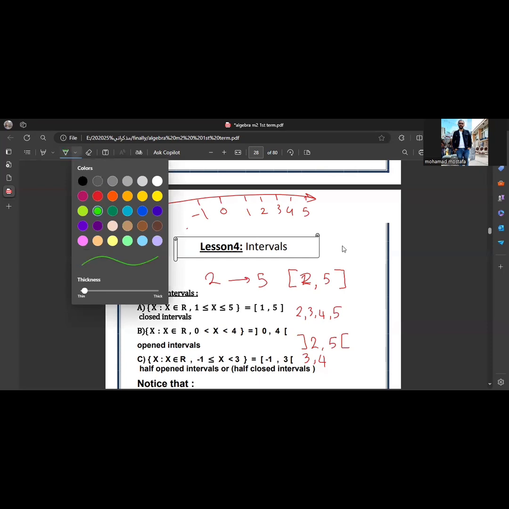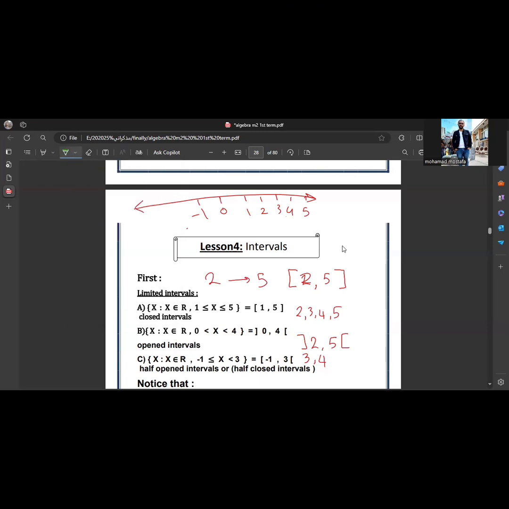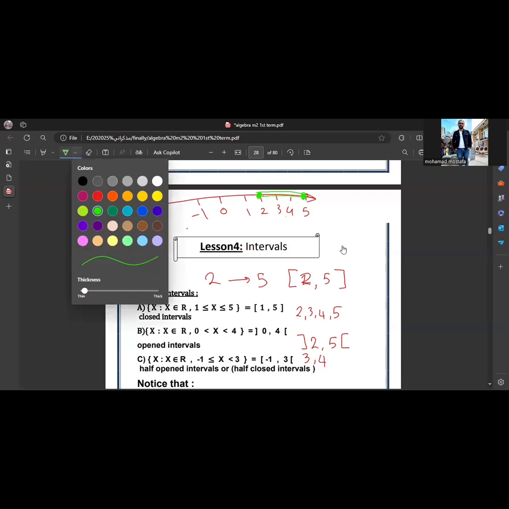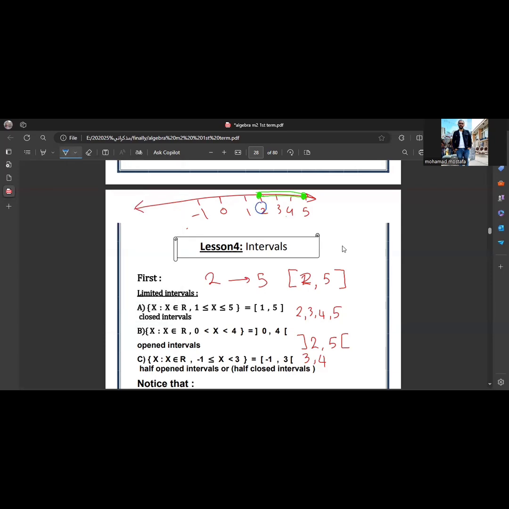In the first, do I have to close or open? Excellent, closed. So make a closed circle. And I have here 5 closed, so make it closed, and join them together. In the second example, if 2 is open, I make an open circle, and here 5 open, and then join. These are the intervals.